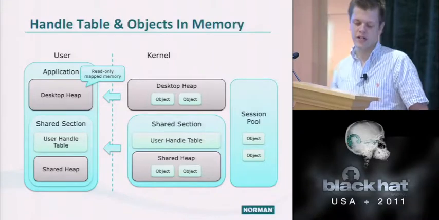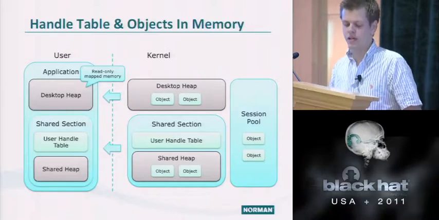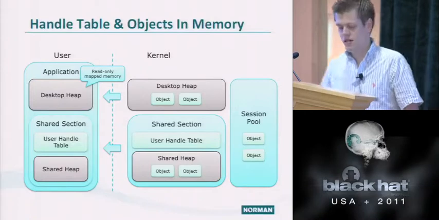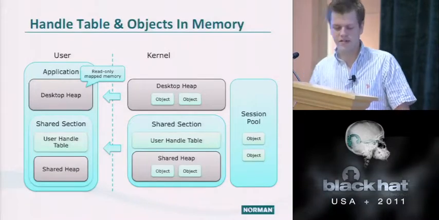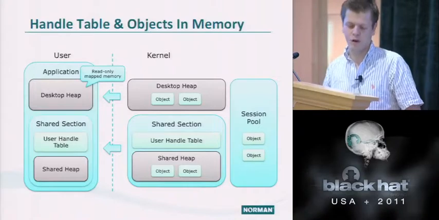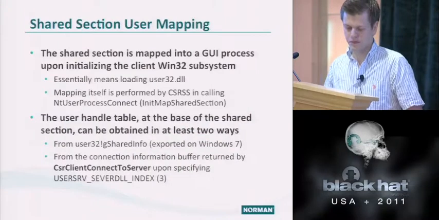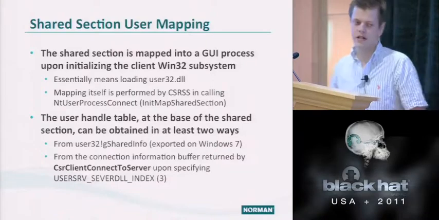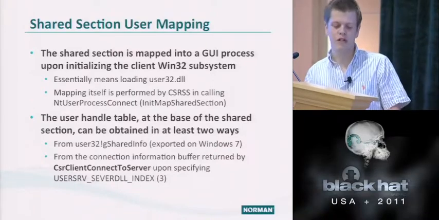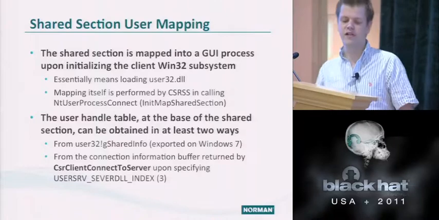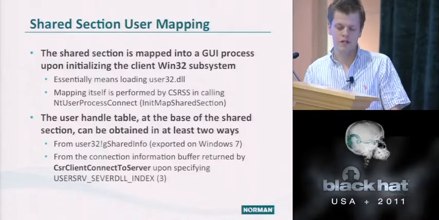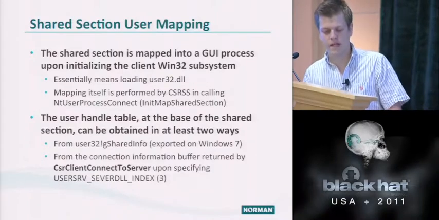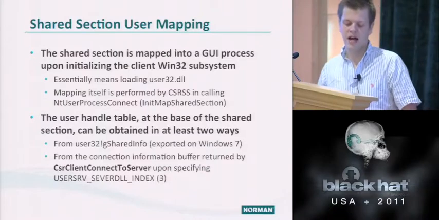So you have the shared section that contains the user handle table and the shared heap. And each new desktop that a thread is associated with gets its own mapping into the process. And all of this is because of performance, to avoid making system calls. So the shared section user mapping that contains the handle table and the shared heap is set up when you load user32.dll. So if you LoadLibrary this DLL, it will notify CSRSS, which will set up the mapping for the process. And the user handle table is located at the base of the shared section.